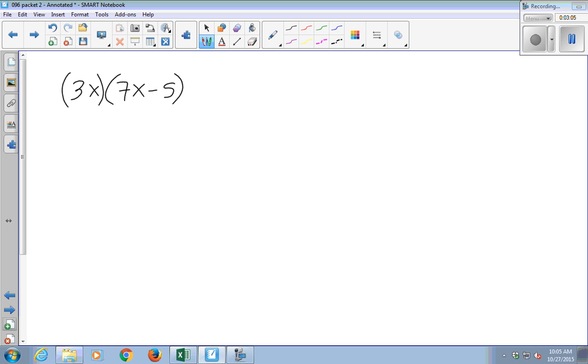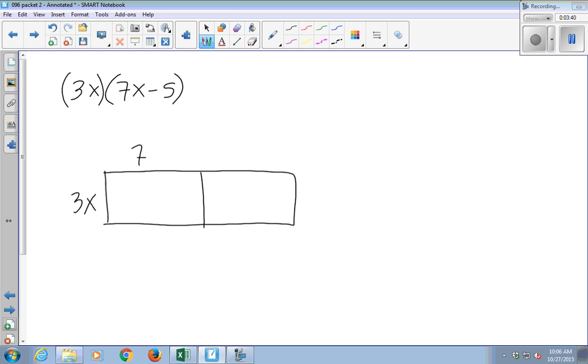So looking at 3x, how many terms are in that factor of 3x? Terms, remember the definition of terms is that they're separated by addition and subtraction. So how many terms are there in that 3x? 1. And 7x minus 5, how many terms are in there? 2. Okay. So I make my box 1 by 2. Right? And I put my 3x here, and I put my 7x minus 5 up here. It doesn't matter which one goes on top and which one goes on the bottom. You'll come out the same.